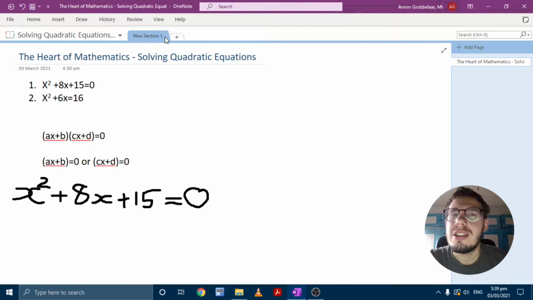Today I'll be discussing solving quadratic equations. I'll be doing these two problems, and I'll start with the first. x squared plus 8x plus 15 is equal to 0.